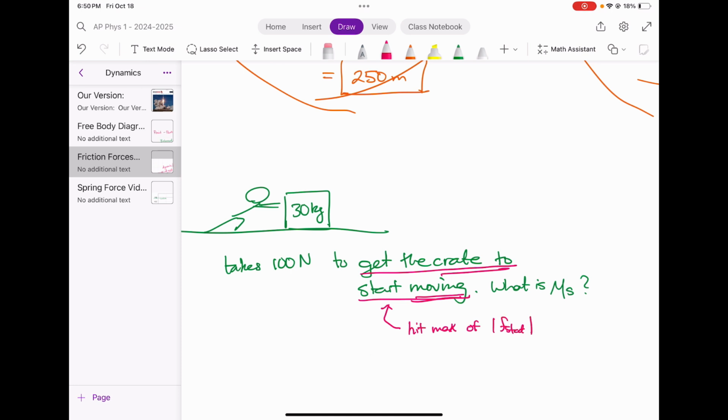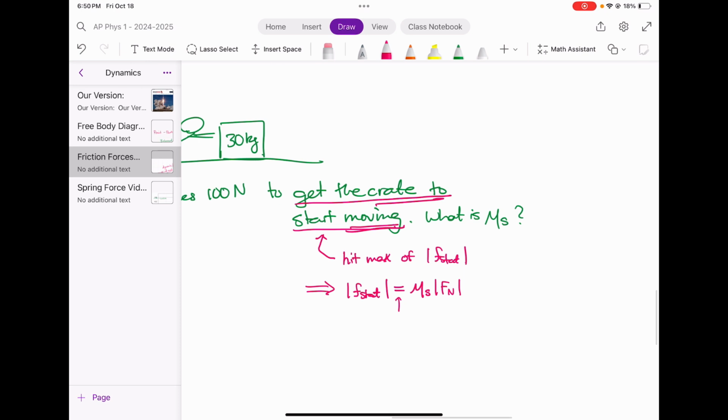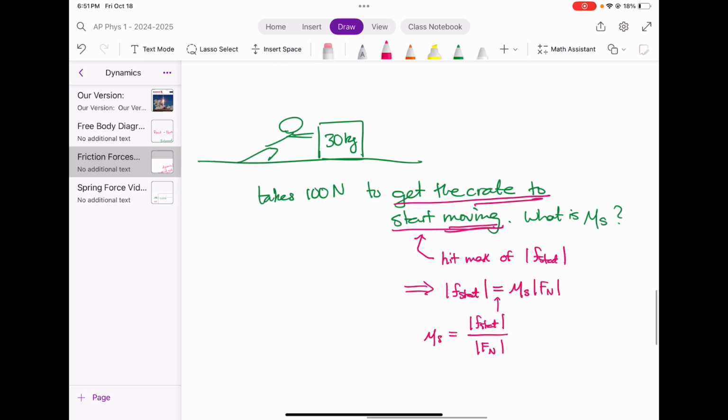So in essence, equation-wise, what this tells us is that the static frictional force is now equal to mu s times the normal force. And that's important that it's equal, because otherwise we wouldn't really be able to solve for mu s. All right, so I guess all we can say right now is, this coefficient of static friction equals the force of static friction divided by Fn. Interesting. Okay, let's keep going.